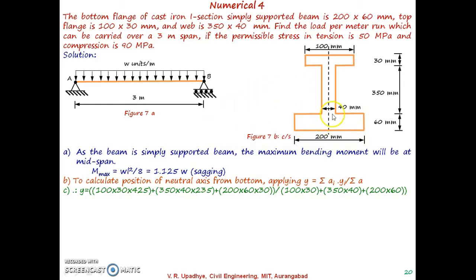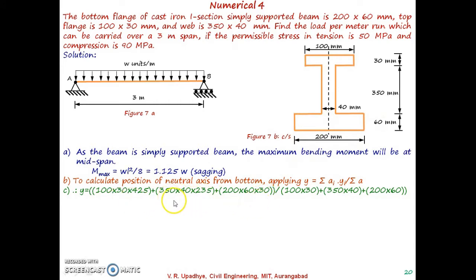Then if we go further for calculating the position of the web, its area is 350 mm by 40 mm. That is written over here, 350 by 40 into its centroid from bottom. Its centroid from bottom will become 60 plus half of 350, so 175, and 175 plus 60 gives us 235. And then the third area is the bottom flange, that is 200 by 60. It is written over here, and its centroid from bottom will be 30.